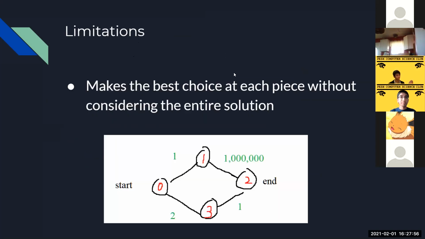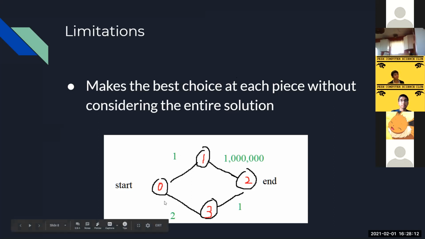So a limitation of the greedy algorithm is it kind of thinks like a 5-year-old. That's how I like to think about it, is that it will look at what the best solution is for the short term, but it won't look at the long term.